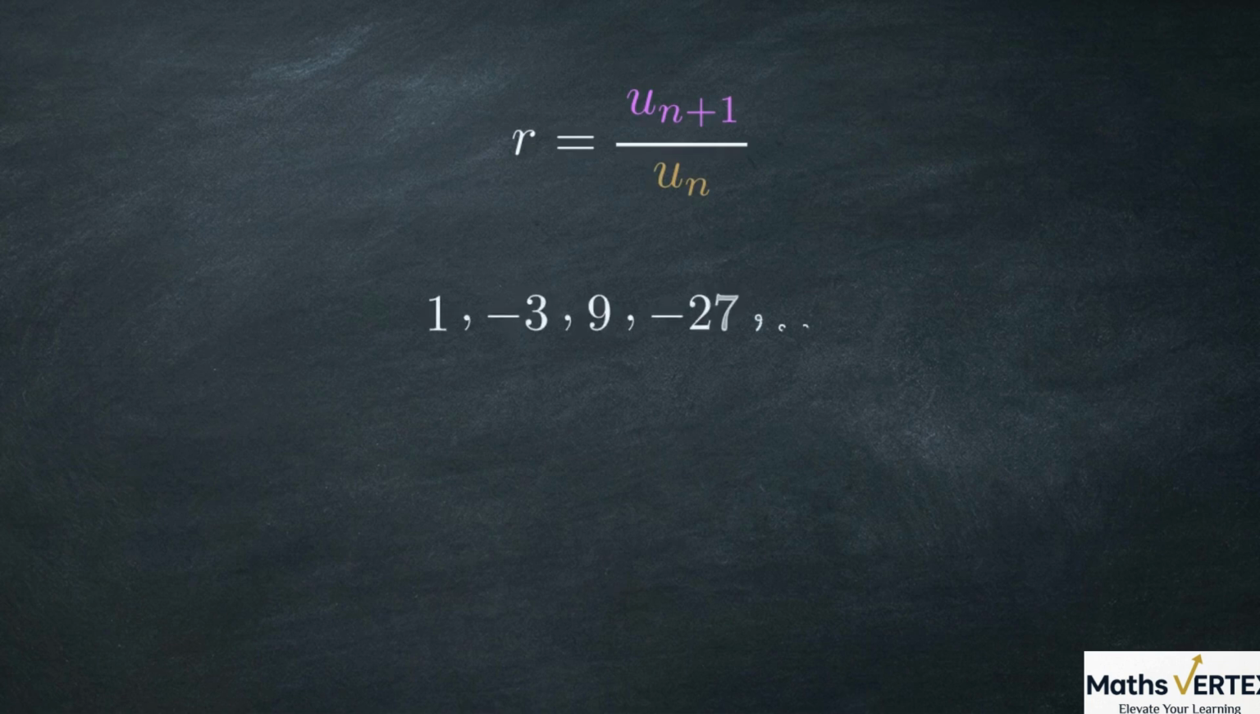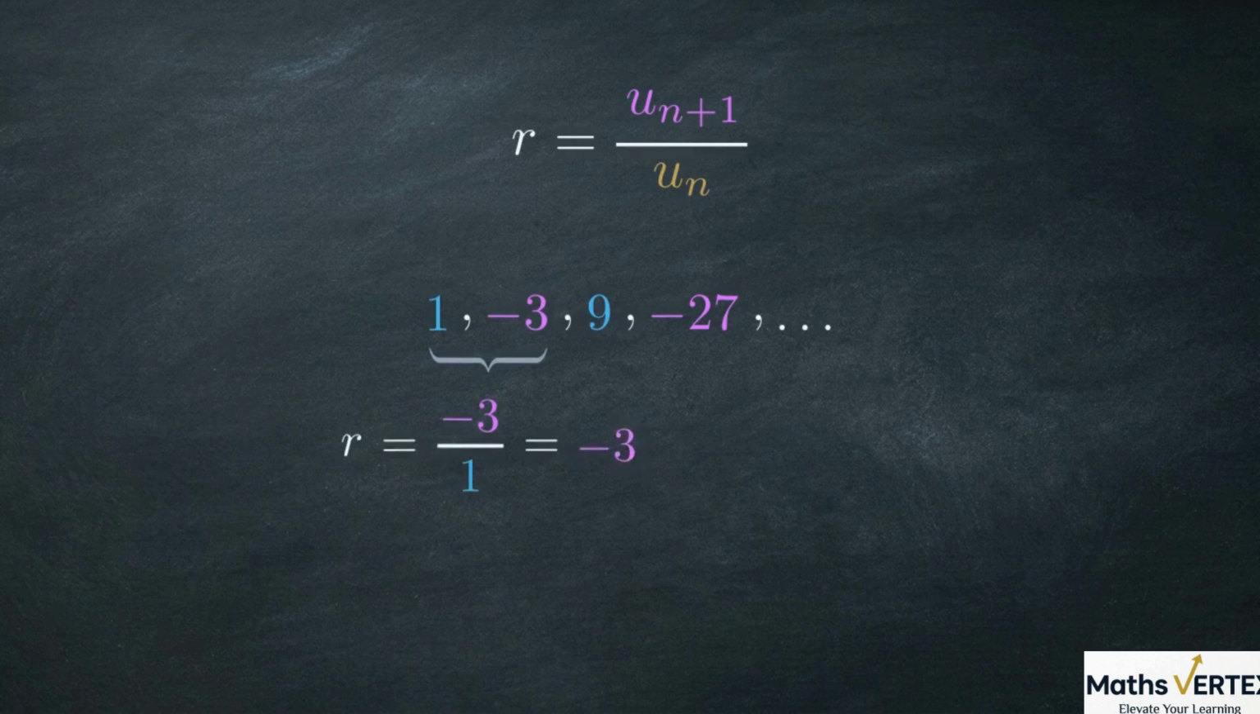This formula shows how to find the ratio for any geometric sequence. Simply divide a term, u_(n+1), by the term immediately before it, u_n. Take the sequence 1, -3, +9, -27. Alternating values mean a negative ratio, here -3.